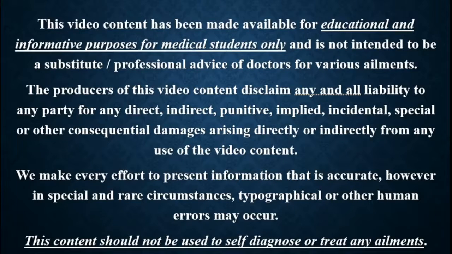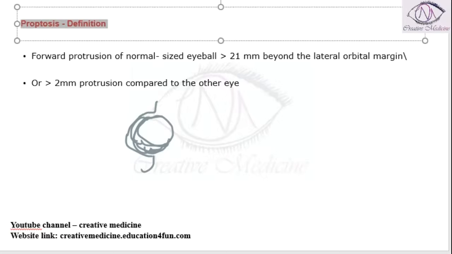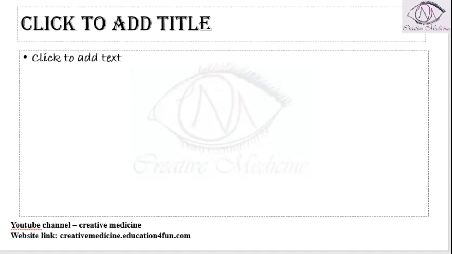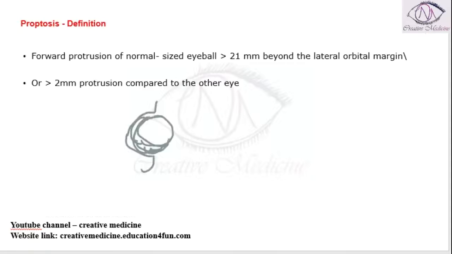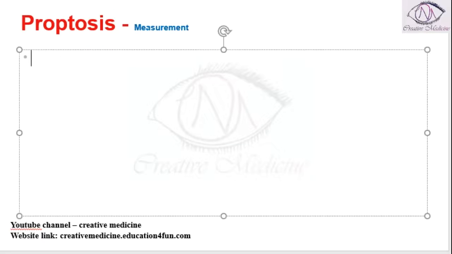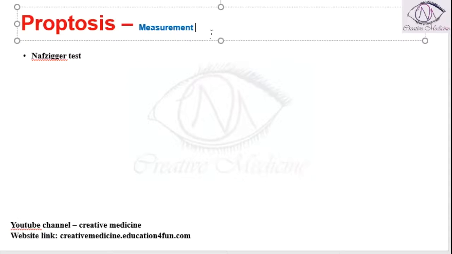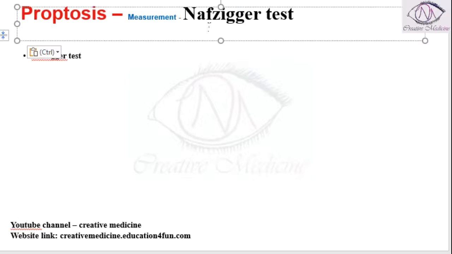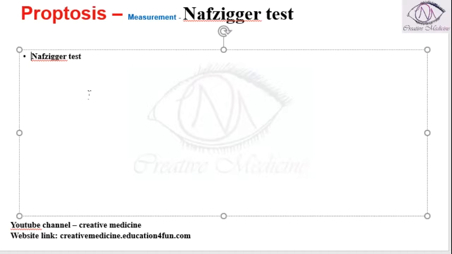In this lecture, we will learn about proptosis. Now, in proptosis, what are the ways for measurement of proptosis? Right. For the measurement of proptosis, we have a test called Hertel's test first. So, in the measurement of proptosis, we have Nafzigger's test. In Nafzigger's test, we can ask the person.